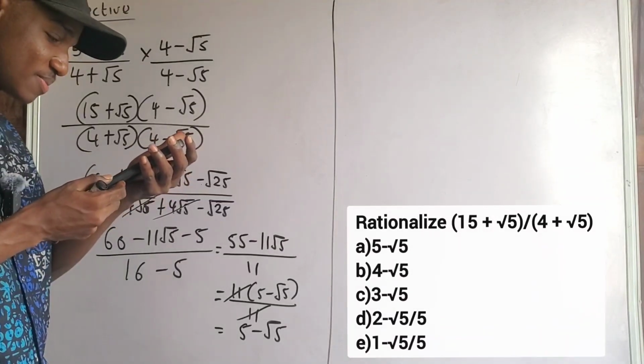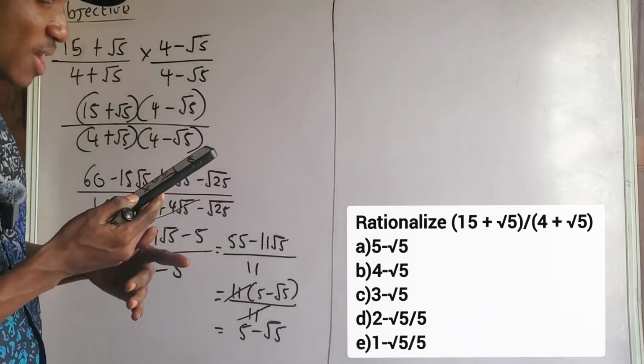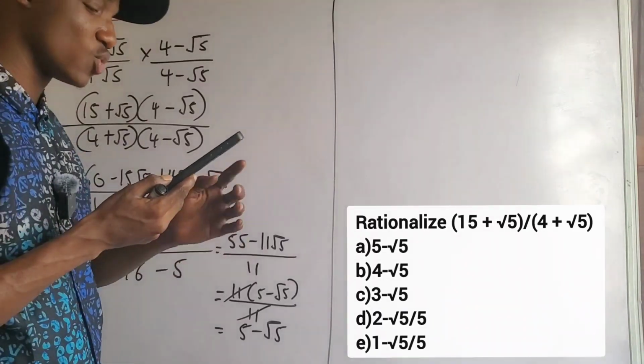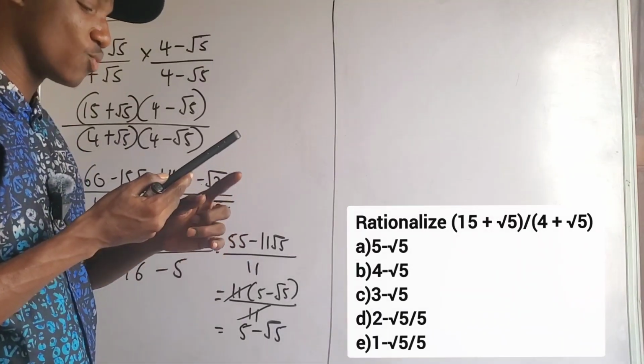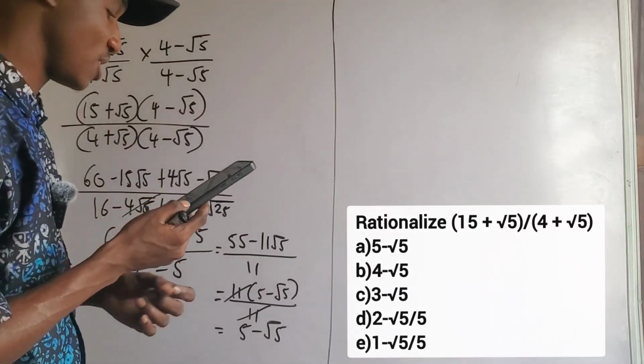Option A is correct. Option A is 5 minus root 5. Option B is 4 minus root 5. Option C, 3 minus root 5. Option D, 2 minus root 5 over 5. Option E, 1 minus root 5 over 5. So the correct option is option A.